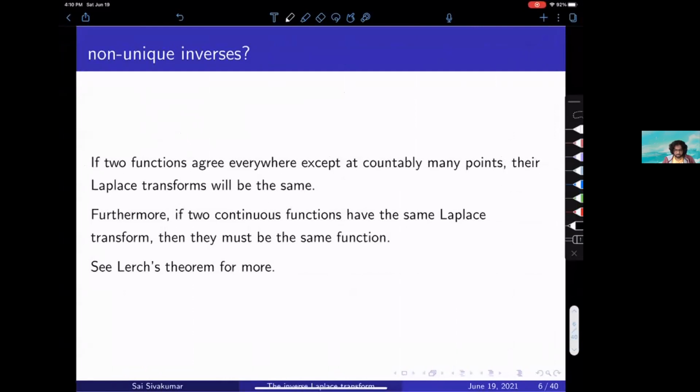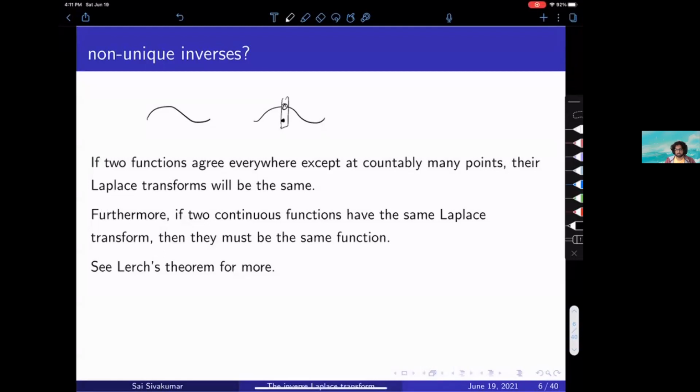So, inverses. One issue you might think of is that you can have two functions whose transforms are exactly the same, and the reason is integration. If you integrate a function like this, but then what if you have the same function except you delete one point and replace it with something else?